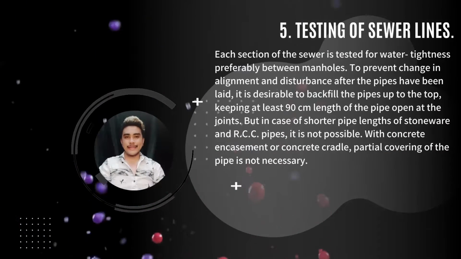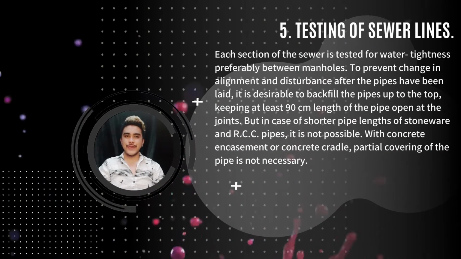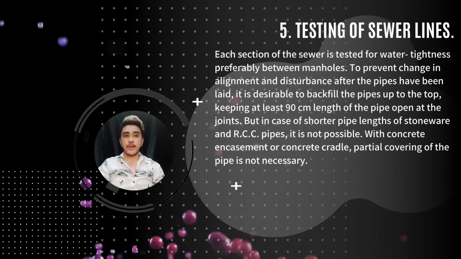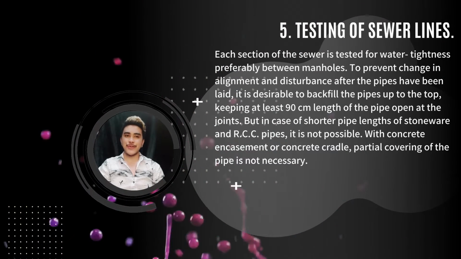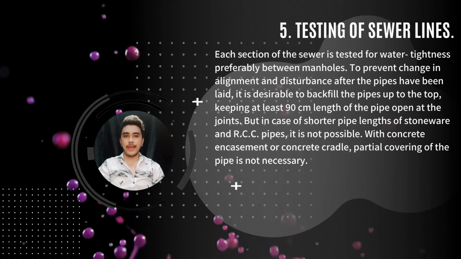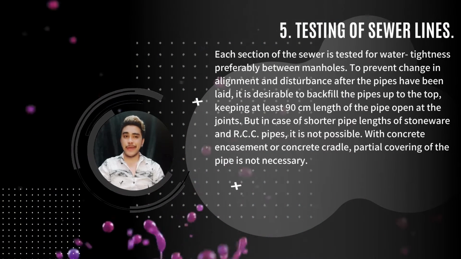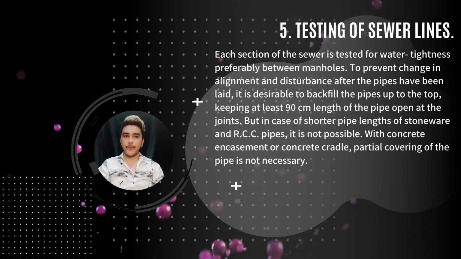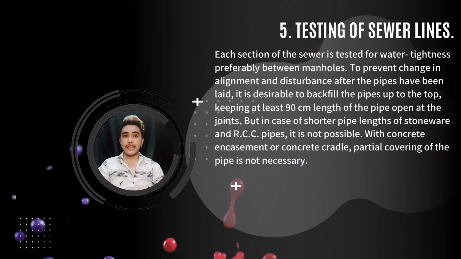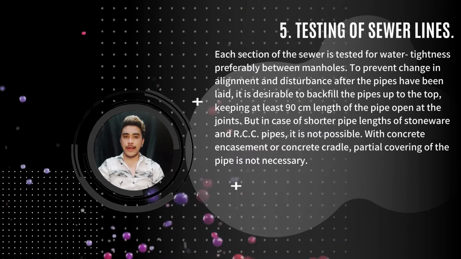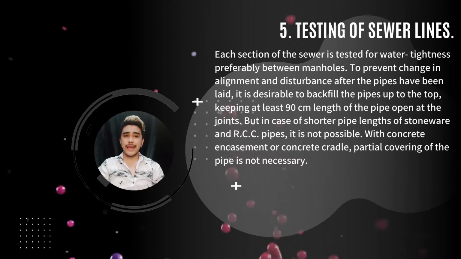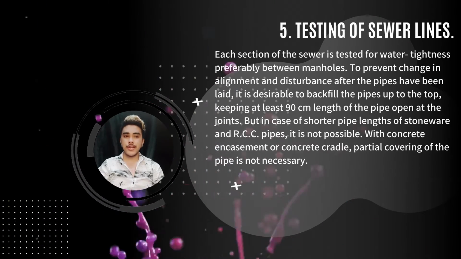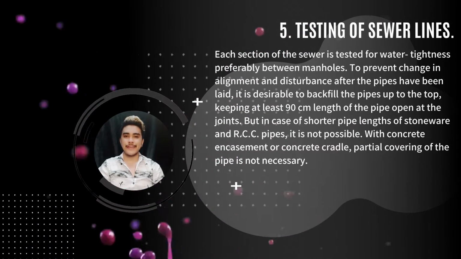Testing of sewer lines. Each section of the sewer is tested for water tightness, preferably between manholes. To prevent change in alignment and disturbance after the pipes have been laid, it is desirable to backfill the pipes to the top, keeping at least 90 cm length of the pipe open at the joints. But in case of shorter pipe lengths of stoneware and RCC pipes, it is not possible. With concrete encasement or concrete cradle, partial covering of the pipe is not necessary.